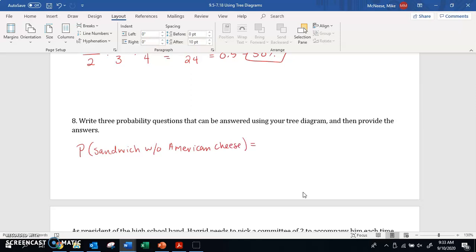Well, we didn't specify a bread, so we still have our 2 options. We didn't specify a meat, so we still have all 3 options there. And then for a sandwich without American cheese, we know that there are 4 total cheeses, but we're not allowed to have one of them. So we still have 3 options left out of the 4. So 2 times 3 times 3, that's going to be 18. And then 2 times 3 times 4 is 24. So 18 out of 24, that's 0.75 or 75%. So that's just one of the 3 options or multiple options that you could possibly have.